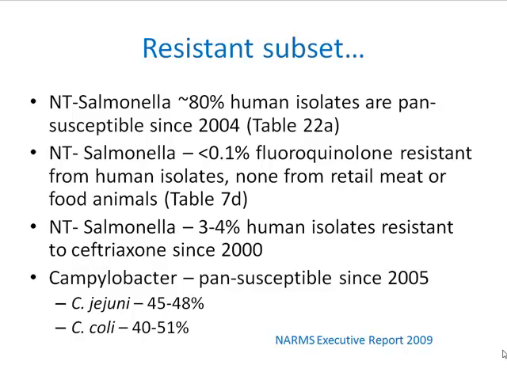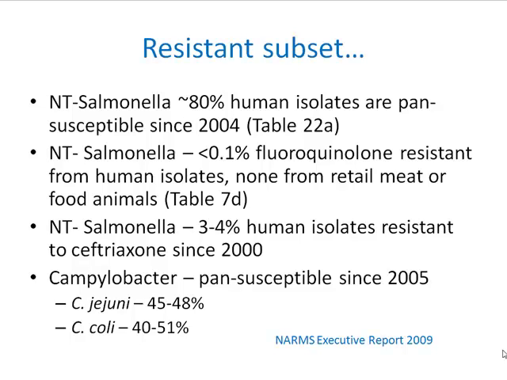So that resistance subset that I mentioned, data from NARMS again. Non-typhoidal Salmonella, 80% of the human isolates are pan-susceptible since 2004. Pan-susceptible. So if you take that 1 million figure, and now you've got 80% are pan-susceptible, you can do some math on that. Non-typhoidal Salmonella, less than 0.1% fluoroquinolone resistant from human isolate collections. There were none from retail meat or food animals.